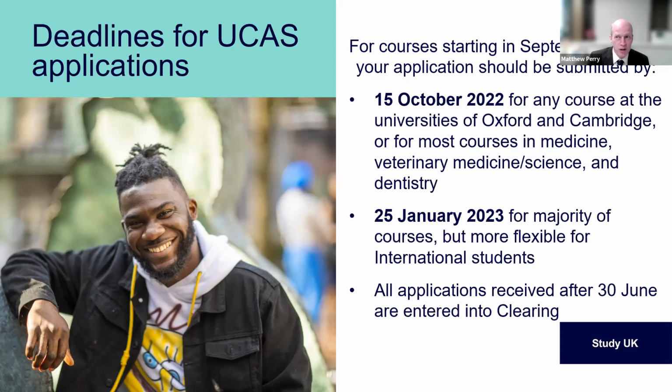I would strongly encourage you to get any application in by the 30th of June. That means you'll automatically be entered into something called clearing. And clearing is a system whereby students who've not been successful in their first and second choices can be matched against universities with other offers and spaces that are still available. So it can be a really useful system if need be.